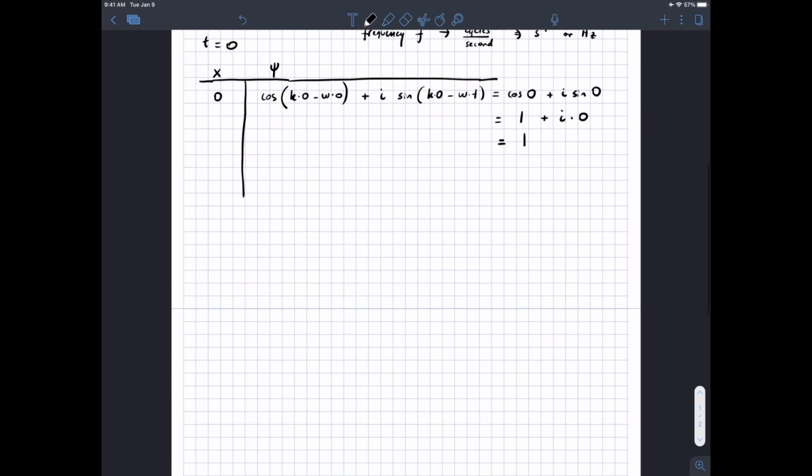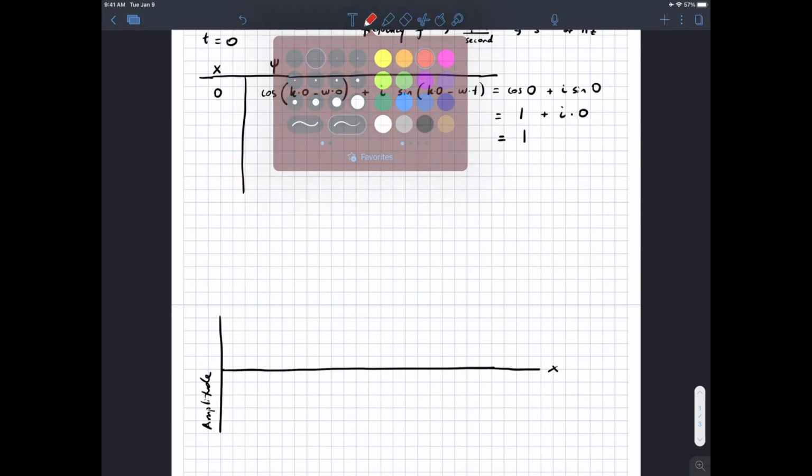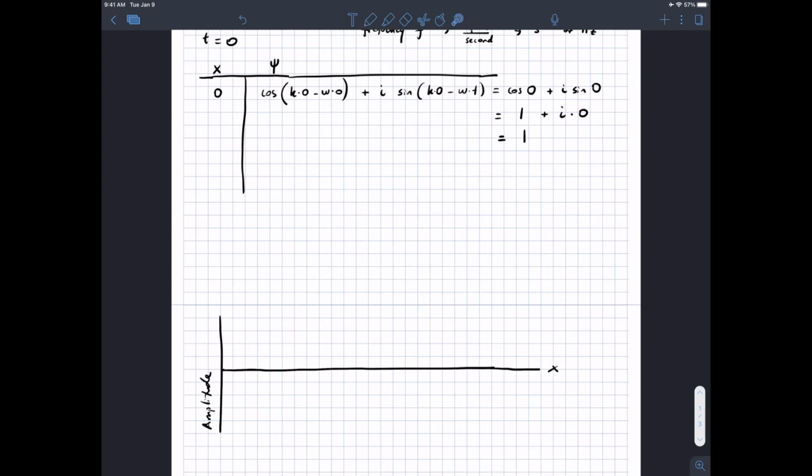So if we wanted to draw a graph of our wave, we would have amplitude on the y-axis, and then distance on the x-axis. And we would say based on our analysis here, at distance 0, our amplitude should be equal to 1. So, yeah, for fun, let's put a little red dot there.